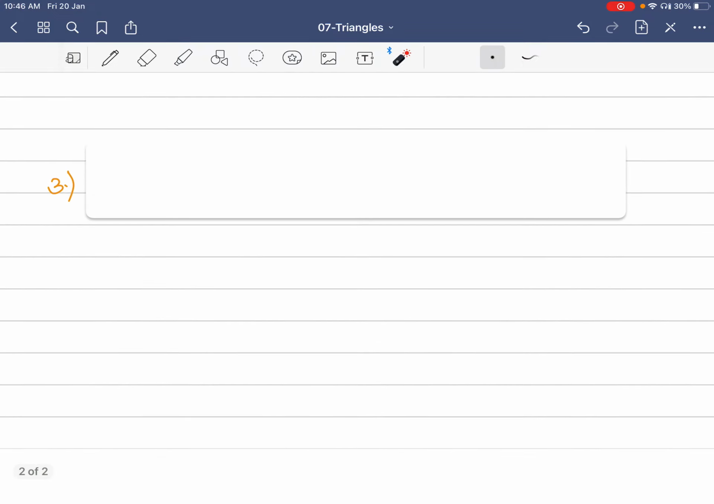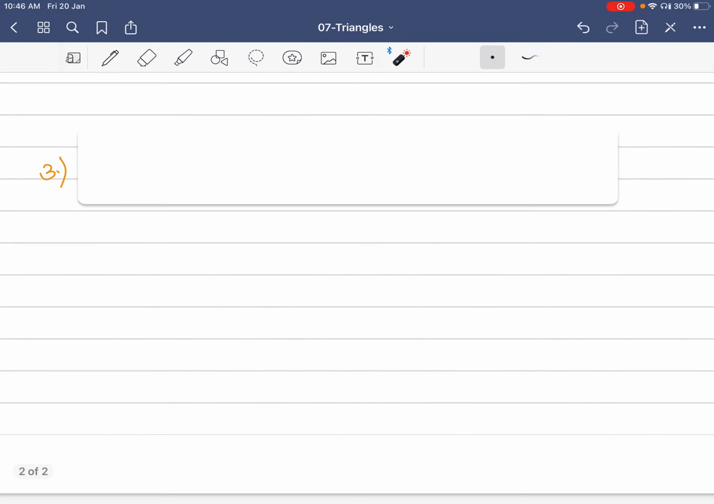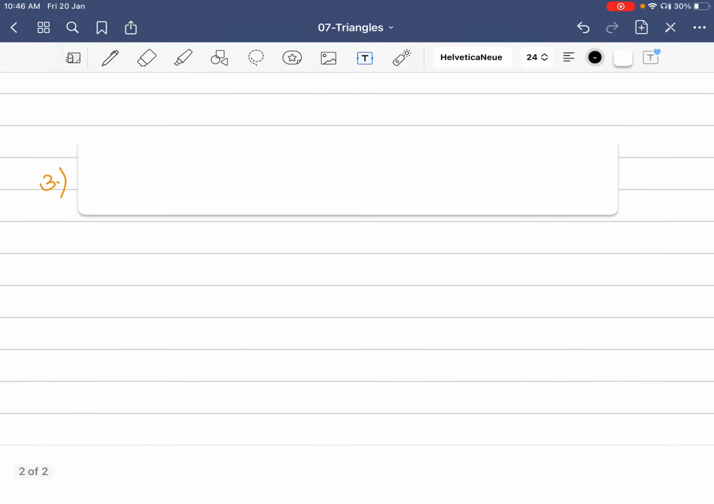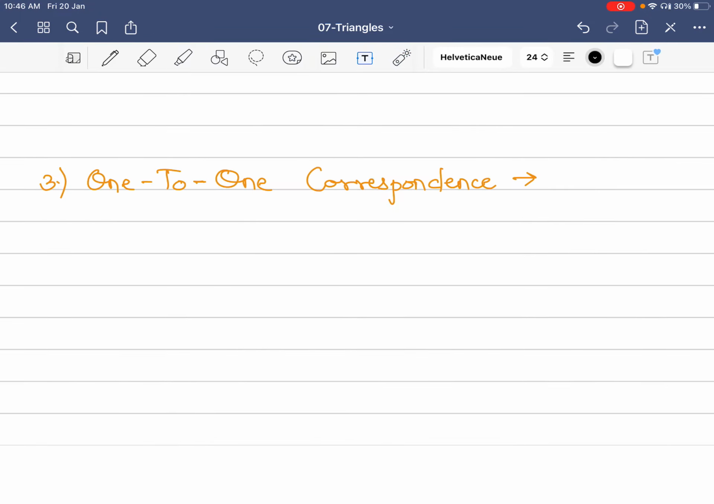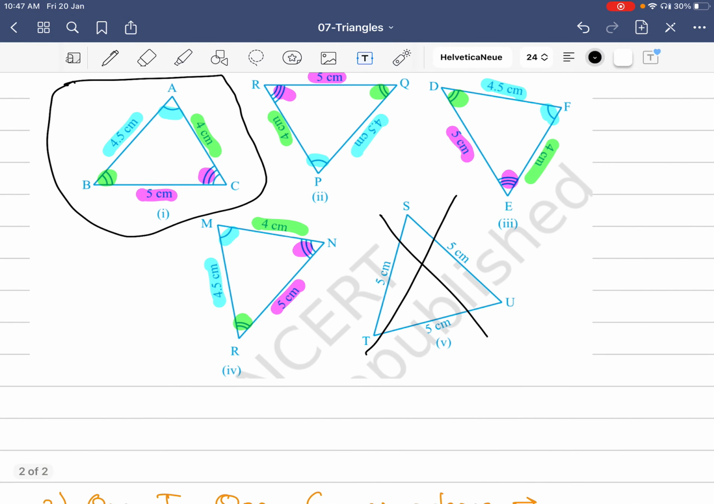Now, one more point to note when we talk about congruence of triangles is one-to-one correspondence. So I'm going to remove this. Now, what is one-to-one correspondence? Let us take these two examples.